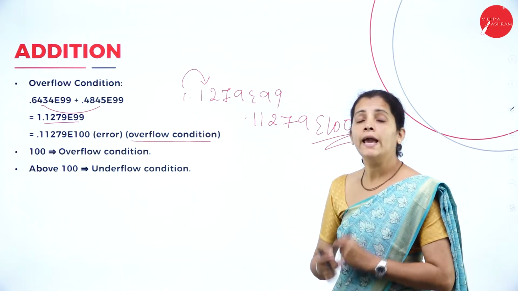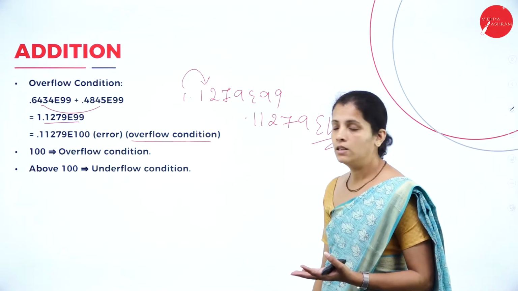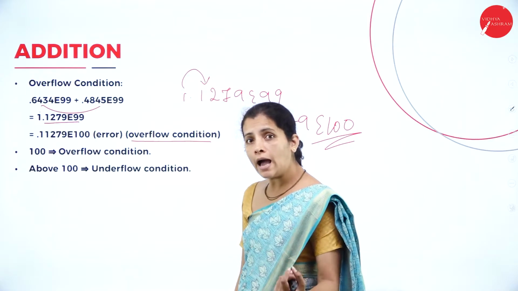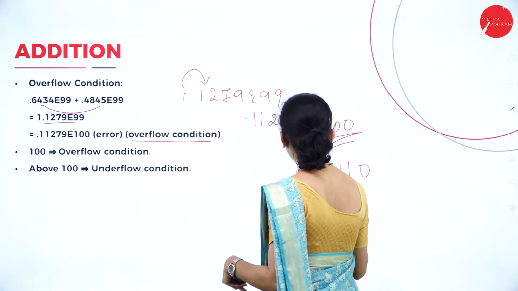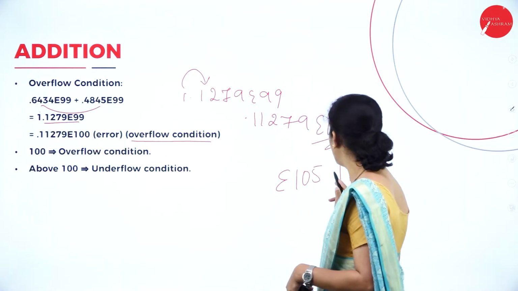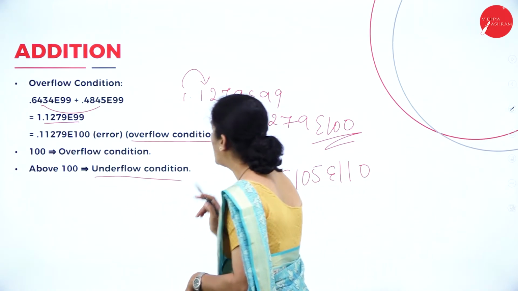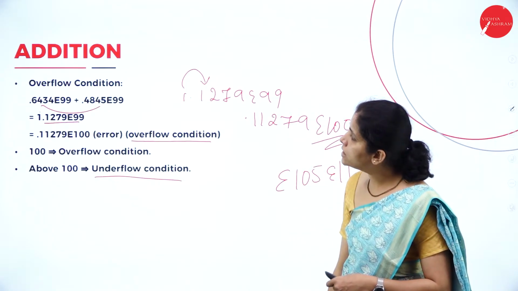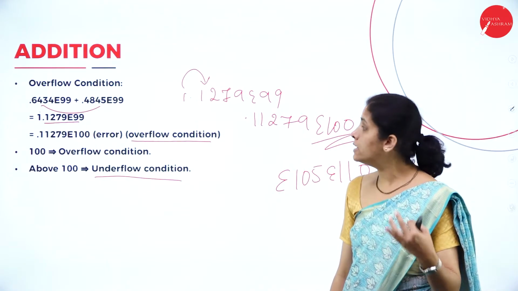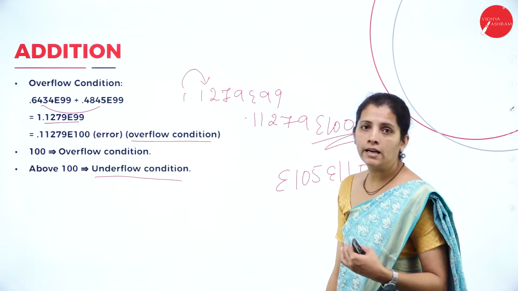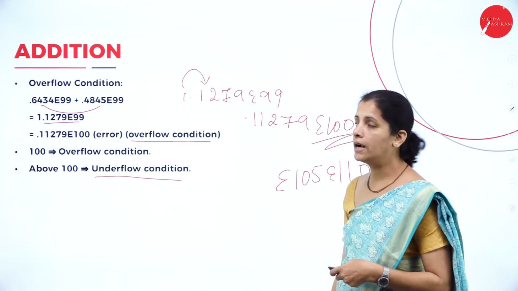That means when my exponent is 100, it indicates overflow. Now, if I have above 100, for example 105 or 110, that is E105 or E110, then it indicates underflow. So, whatever floating point number I have, if the given exponent is equal to 100, then it is overflow. More than 100, then it is underflow condition.